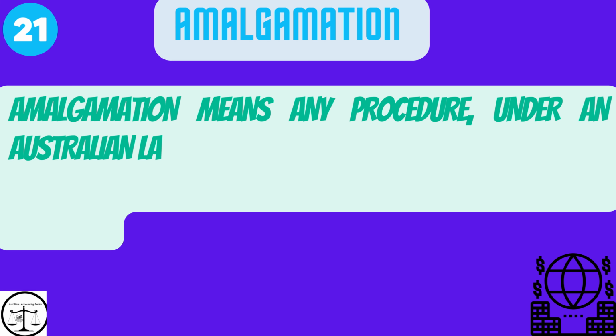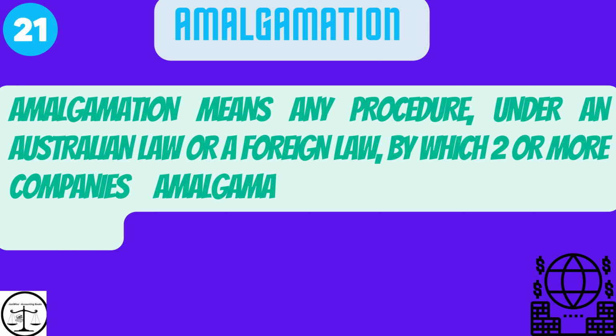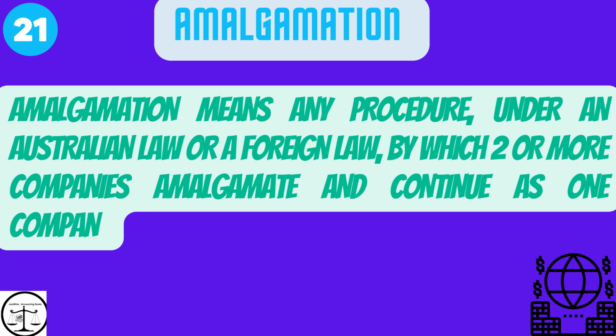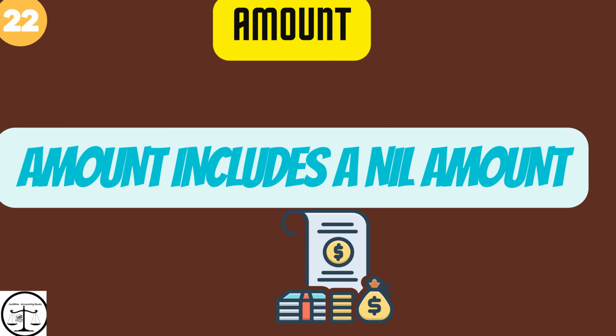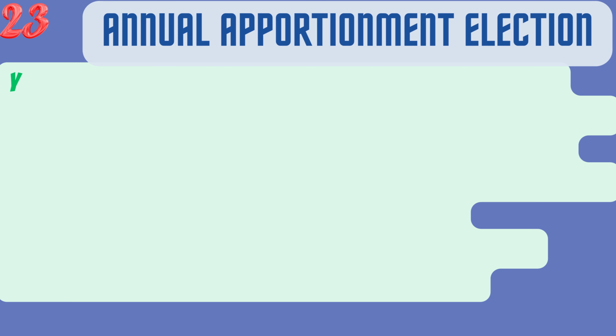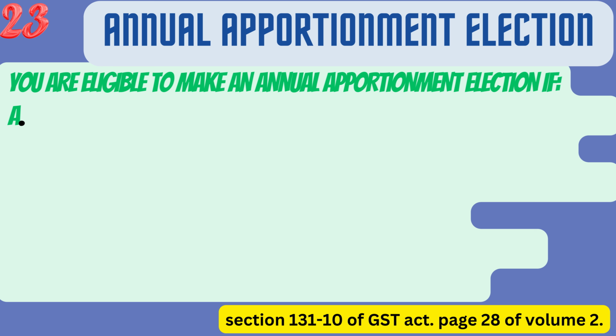Amalgamation means any procedure, under an Australian law or a foreign law, by which two or more companies amalgamate and continue as one company. Word number 22. Amount includes a nil amount. Word number 23. Annual apportionment election.